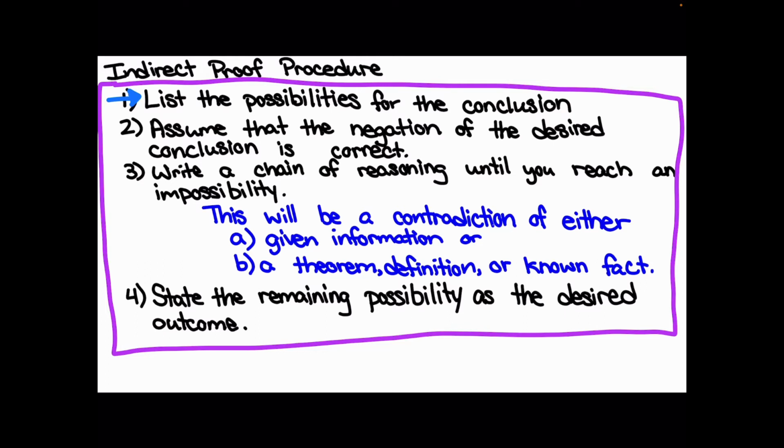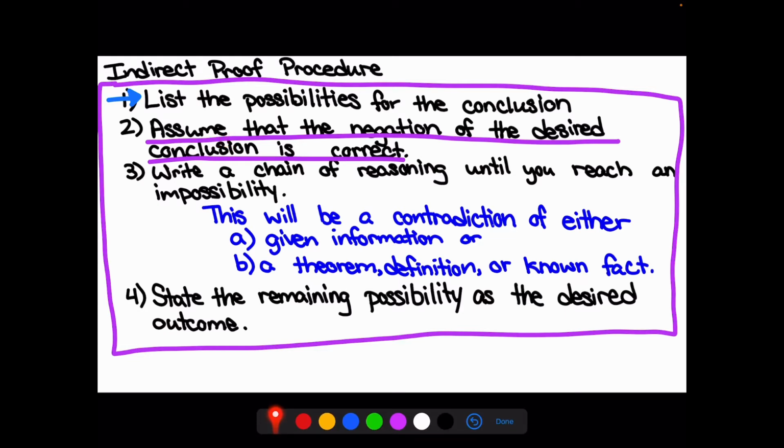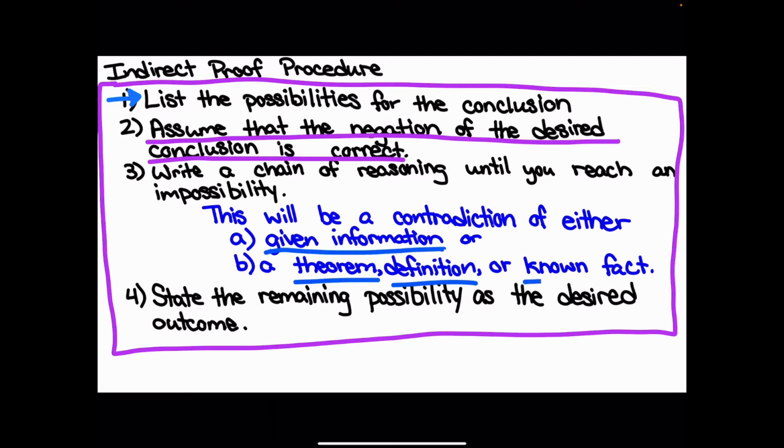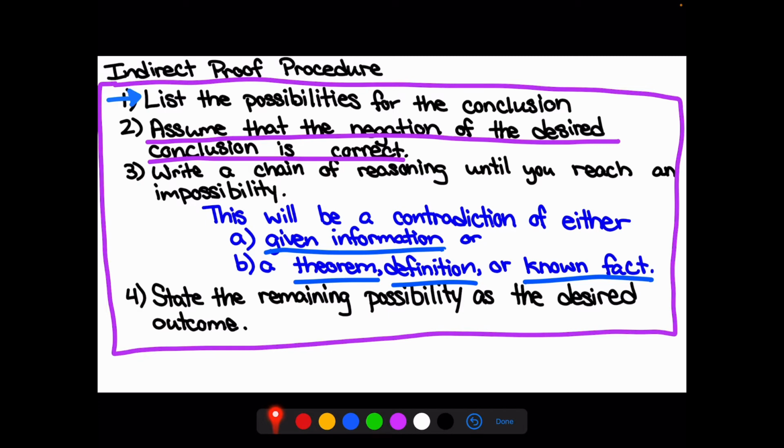From there, we assume the negation of the desired conclusion is correct. So if they tell me that I need to prove two things that are not congruent, I'm going to do the opposite of that, and I'm going to assume that they are congruent. I assume the negation of whatever we're trying to prove. Our third step, we start a chain of reasoning until we reach an impossibility. These impossibilities will just be a contradiction that occurs. The contradiction can be either from the given information or from a theorem, definition, or known fact. Oftentimes it will be from the given information, but sometimes you will see it through these other things as well.